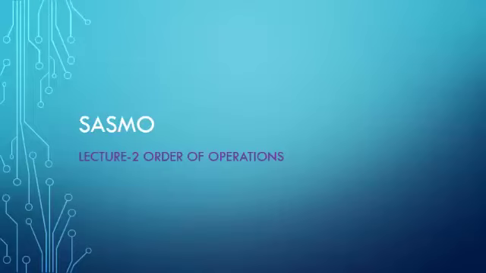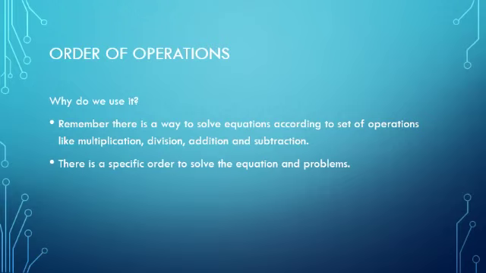Today we are going to start our second lecture for SASMO preparation, and that is about the order of operation. What is actually the order of operation and why do we use it? Basically, in mathematics there are many problems which include so many operations at a time. Suppose there will be addition, multiplication, division, and brackets given in one sum, and we have to decide which thing we have to solve first. For dealing with that, we have to use the order of operation.